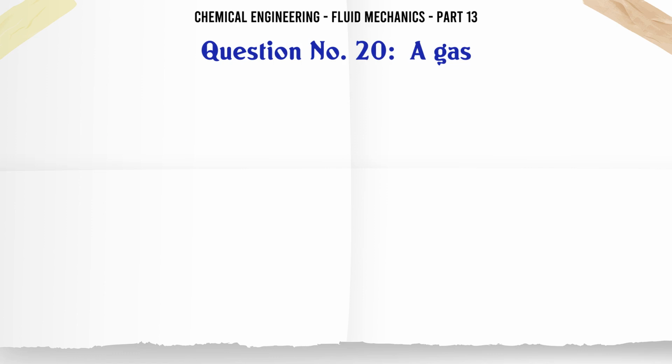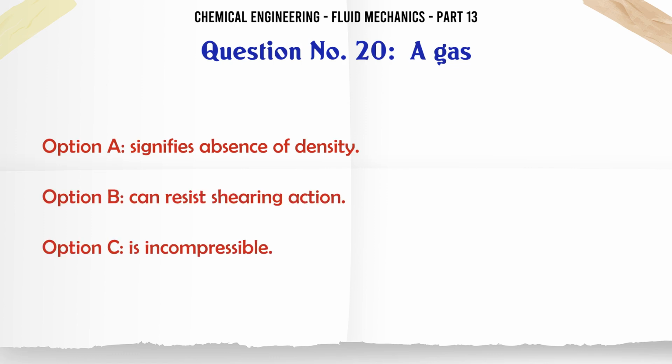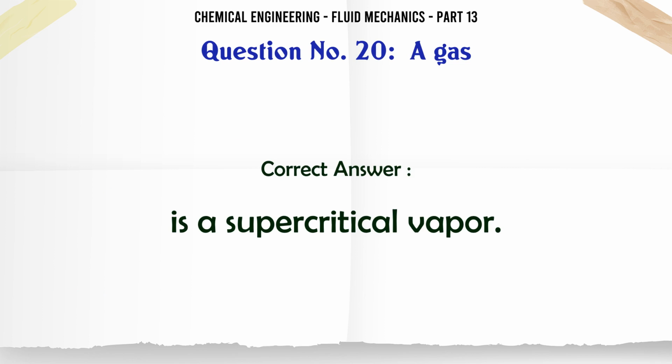A gas. A. Signifies absence of density. B. Can resist shearing action. C. Is incompressible. D. Is a supercritical vapor. The correct answer is a supercritical vapor.